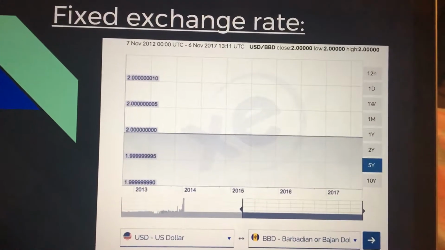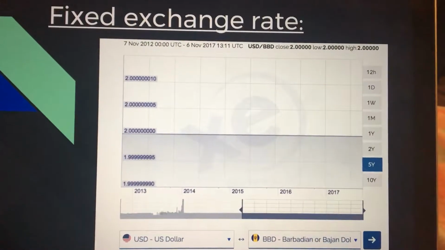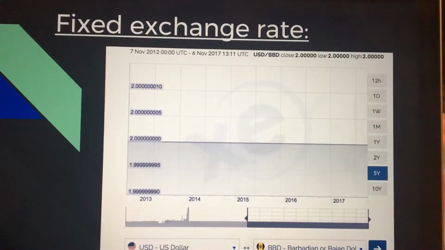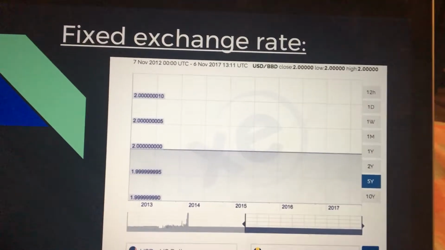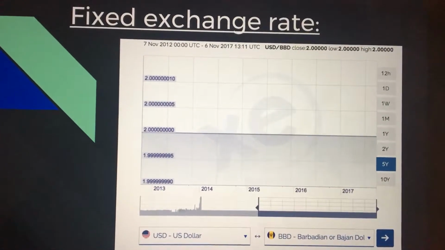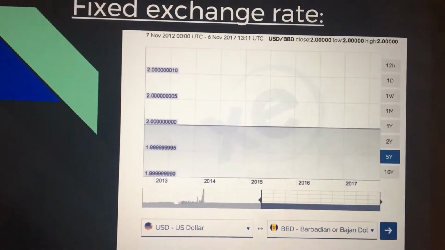So, this is for the last 5 years. You can see here, the Barbados dollar has been a 2-to-1 ratio. So, for every 2 Barbados dollars, you could purchase 1 US dollar. This hasn't changed in 5 years, and it probably won't as long as the Barbados dollar stays fixed against the US dollar.